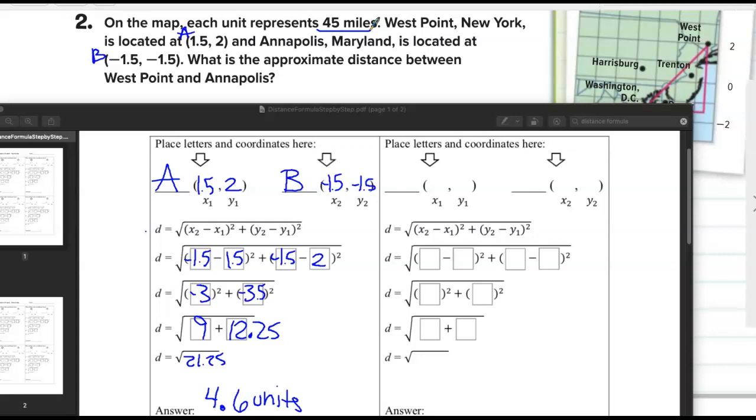Multiply. 45 times 4.6. This is not part of the distance formula. This is just part of the question. What? 207. And we would label it miles.